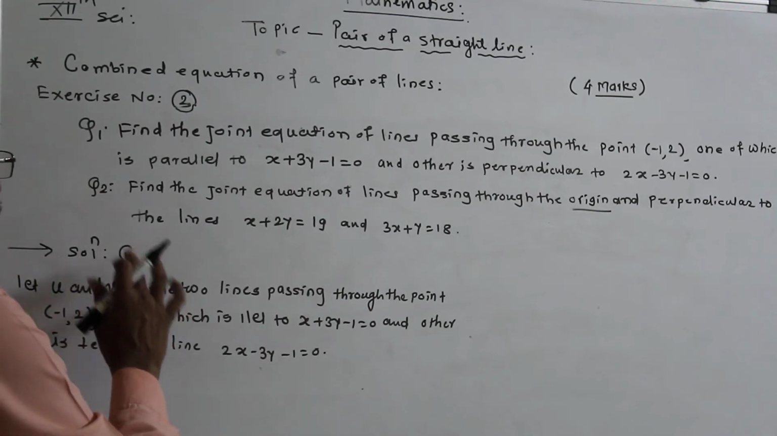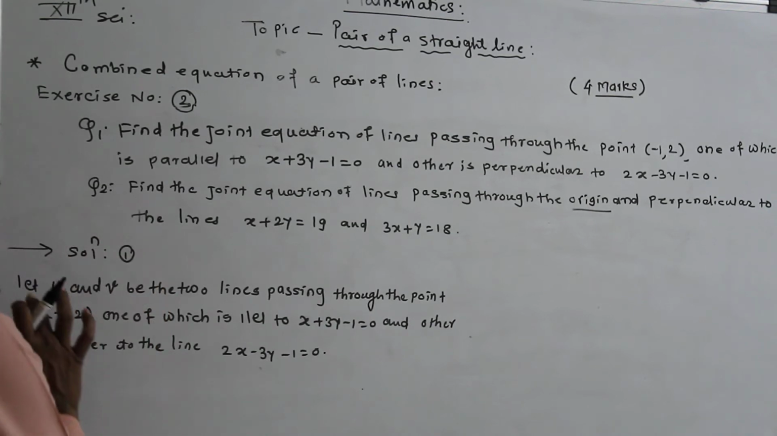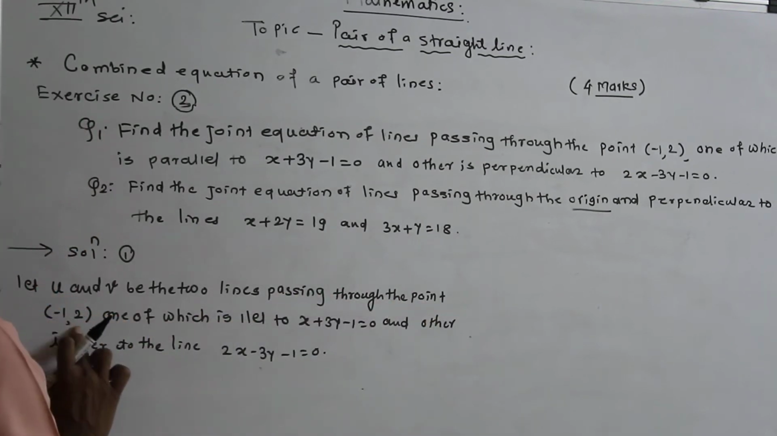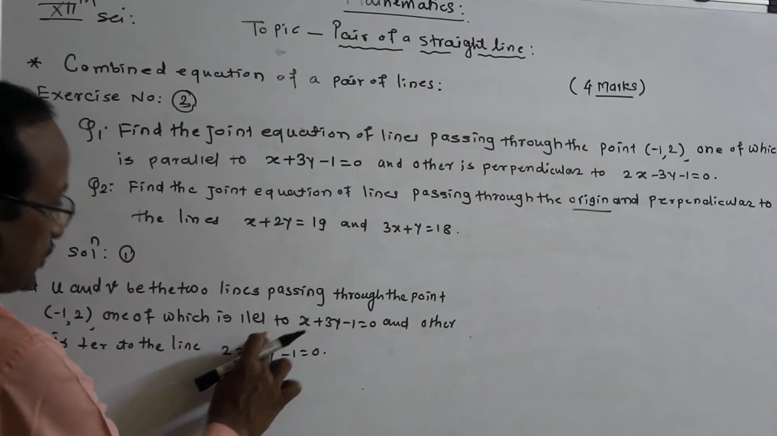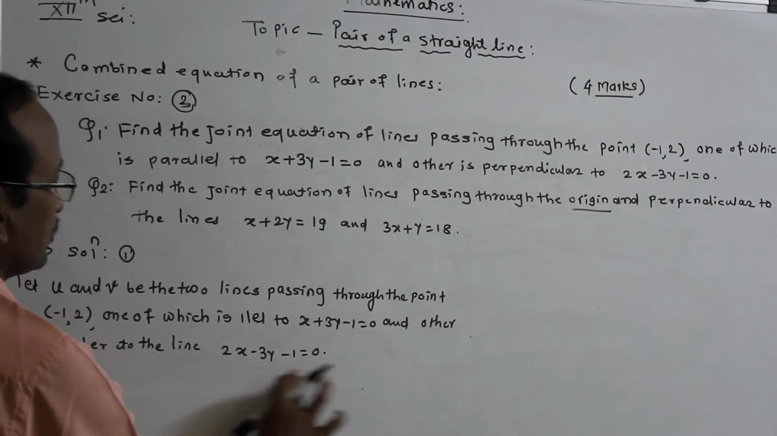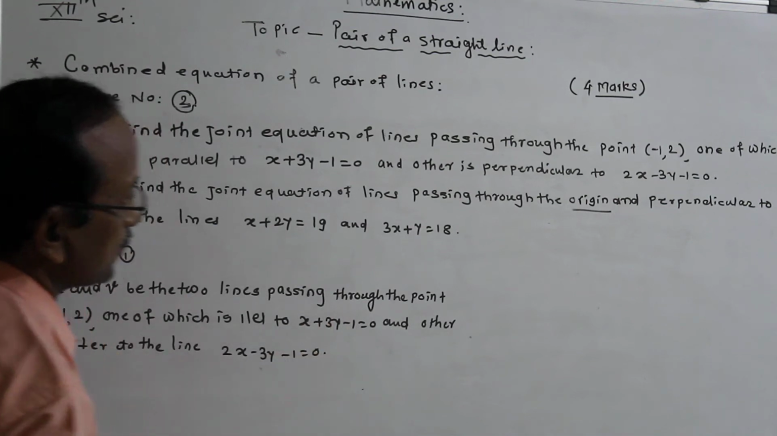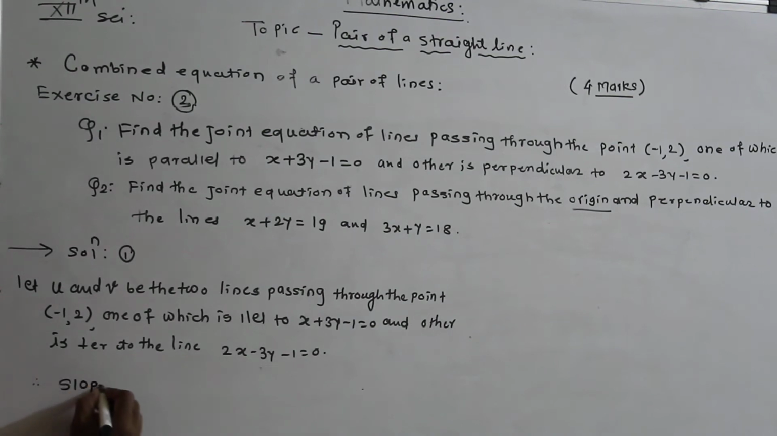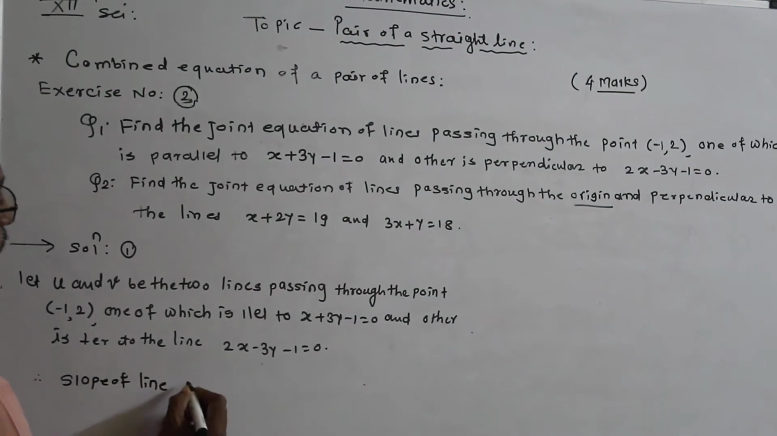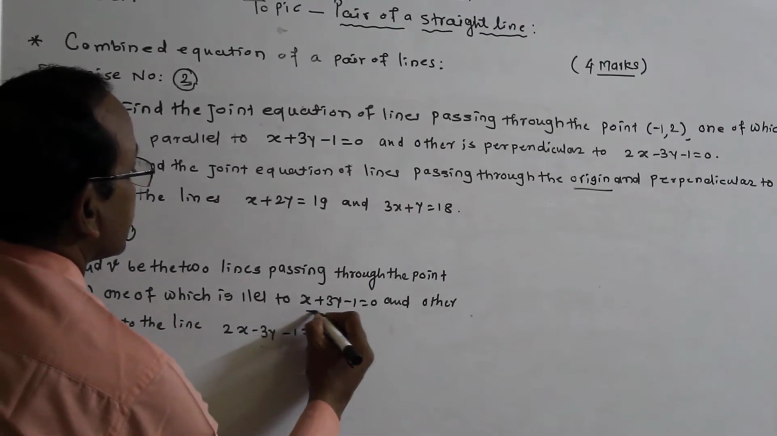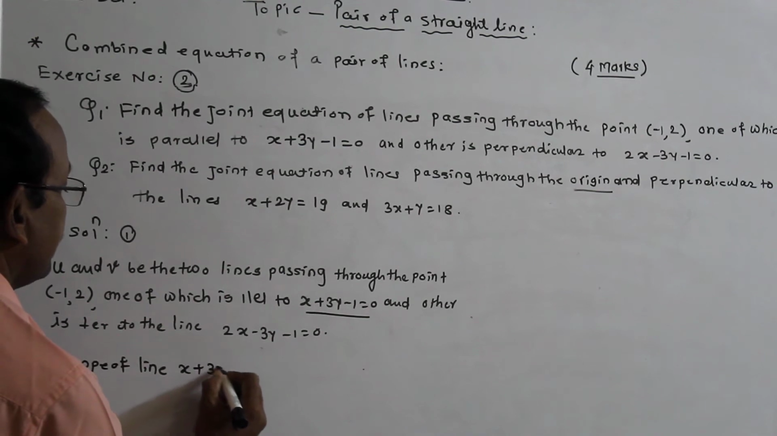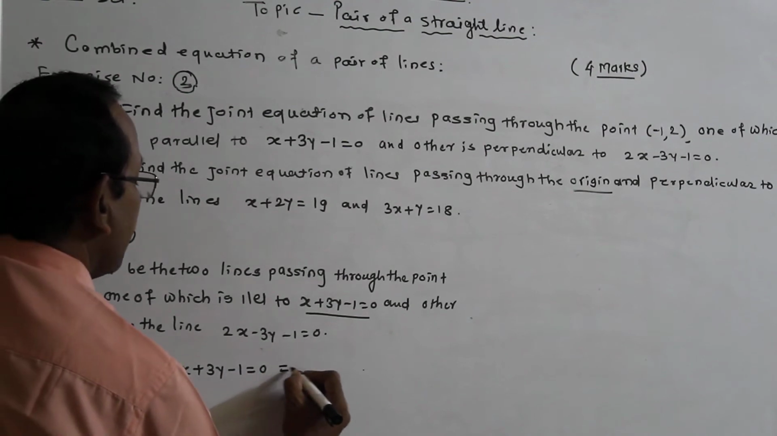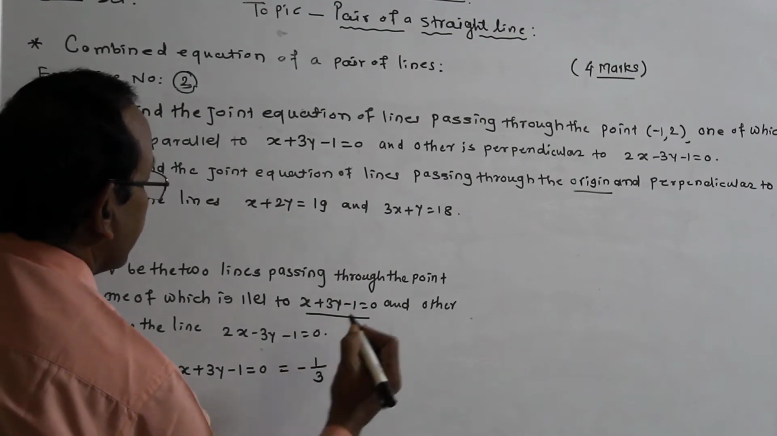Let us consider question number 1. Solution of 1 is this. Let u and v be the two lines passing through the point (-1, 2), one of which is parallel to this line and the other is perpendicular to the line 2x minus 3y minus 1 is equal to 0. So now find first the slope of the line. Slope of which line? This line here: x plus 3y minus 1 is equal to 0, is equal to minus 1 upon 3.